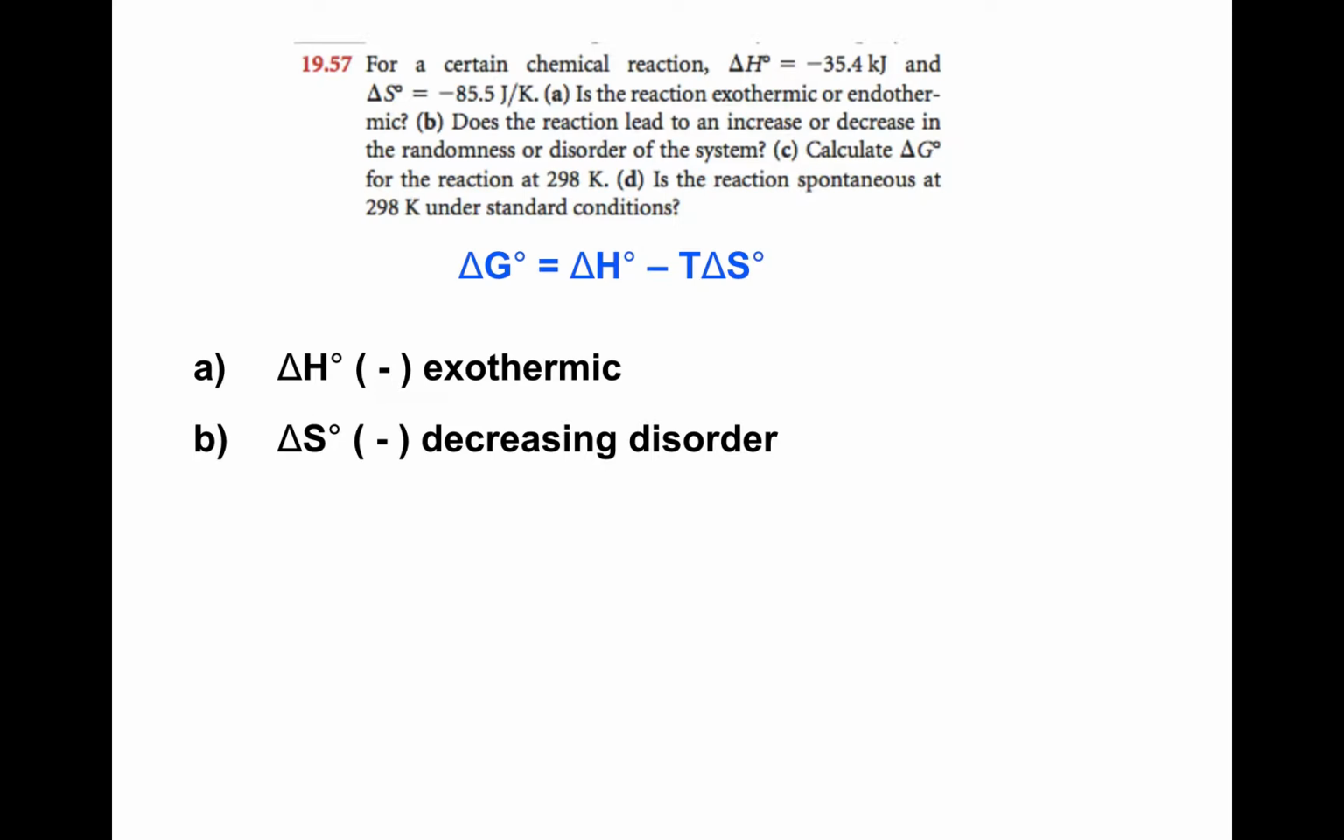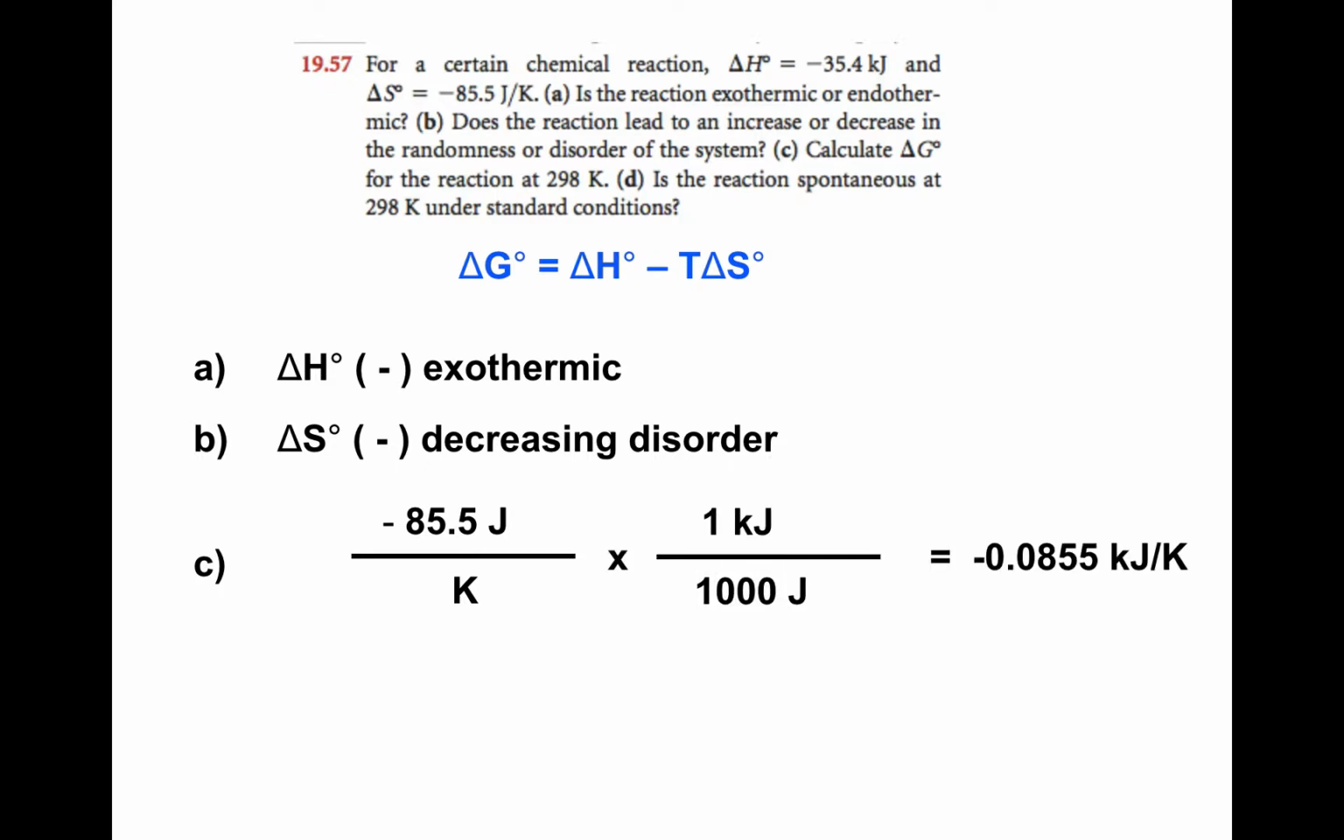All right, so we're plugging into this relationship between delta H and delta S for C. Now, this is the trick with this problem. Delta S is given in joules per Kelvin. Delta H is given in kilojoules. What you want to do is convert delta S into kilojoules, so this way you can plug it in. They have to be in the same unit.